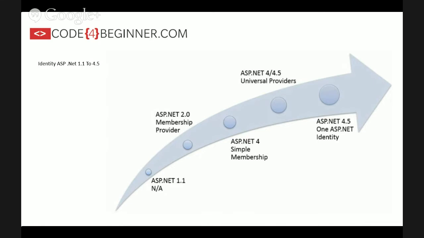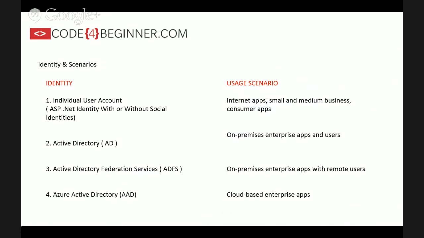Now let us look at the different scenarios in which identity is used. First one is individual user account. When is individual user account usable? Individual user account is usable for ASP.NET applications, small and medium business, and consumer applications. Now the other three are AD, Active Directory. Basically, that means it is used in enterprises.